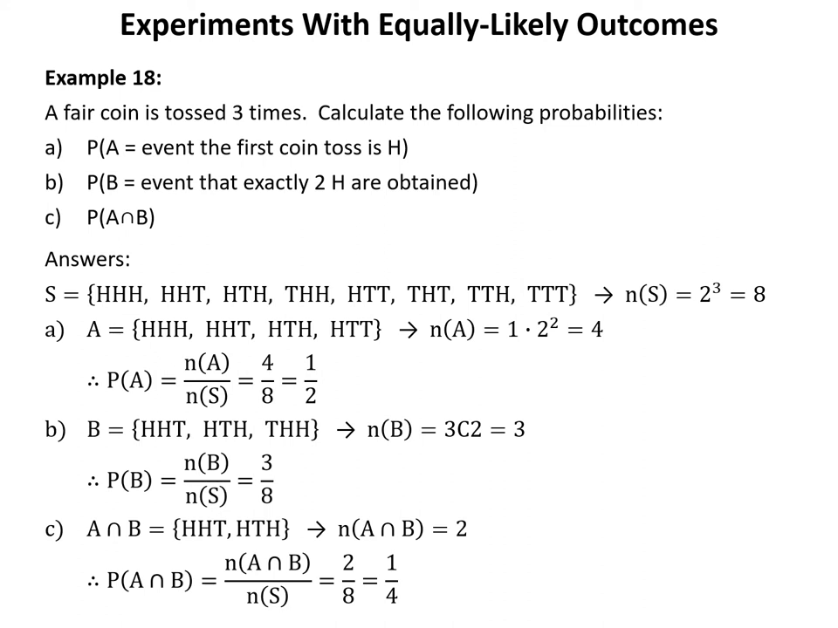Now, to figure out the intersection of events A and B, we're considering all of the outcomes where the first coin toss is heads and there's exactly a total of two heads out of three. One way of looking at this is to simply start with the list of possible outcomes in part B and look for the ones where the first coin toss results in heads. You can see that the first two in the list meet that criteria. So those two outcomes comprise A intersection B. So the number of outcomes in A intersection B equals 2, and the probability of A intersection B equals 2 over 8, or 1/4.